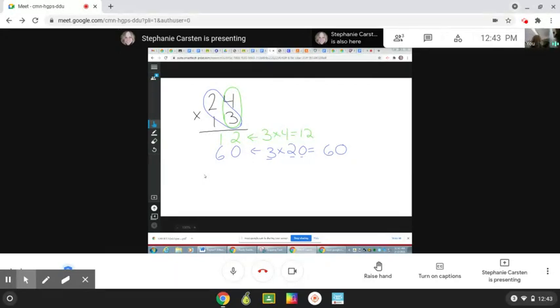So watch how we're going to do this. We're going to move these bubbles out of the way. And now we are going to multiply that 10 times 4. Remember, the value is 10. We're going to do 10 times 4. And then we're going to do that 10 times 20.